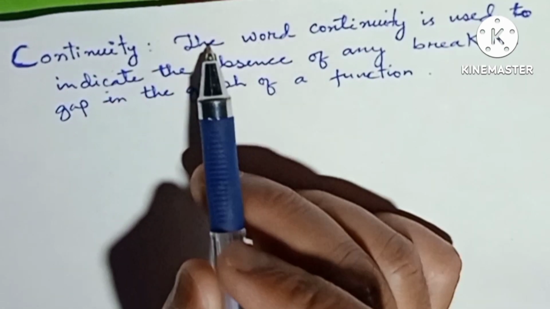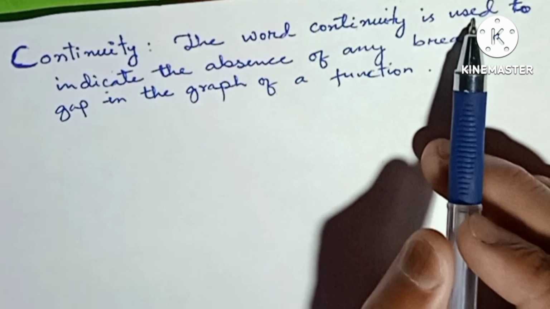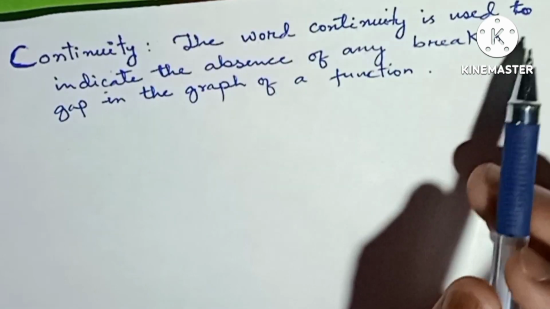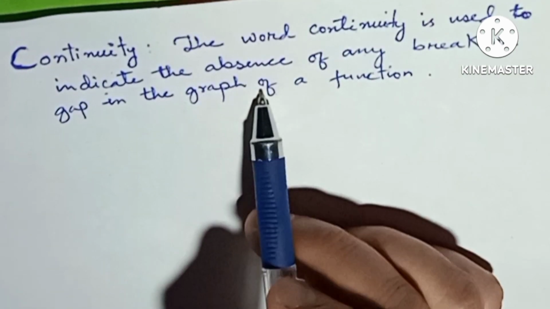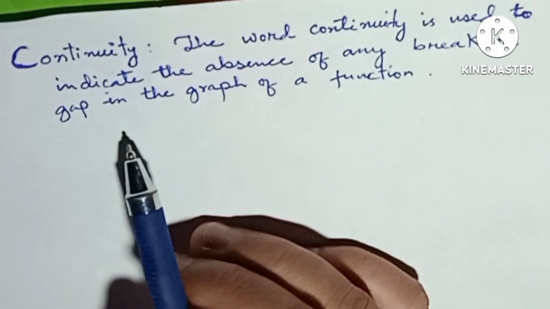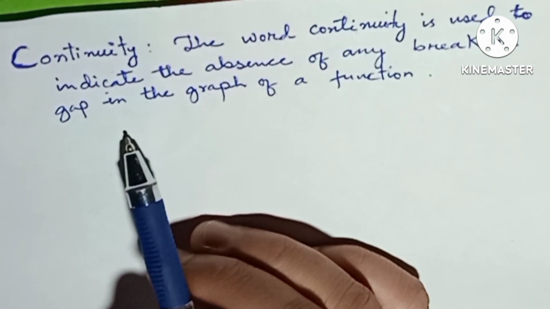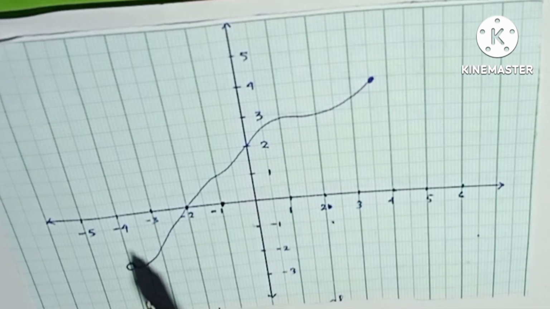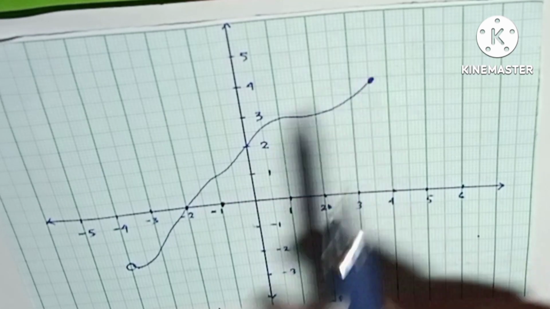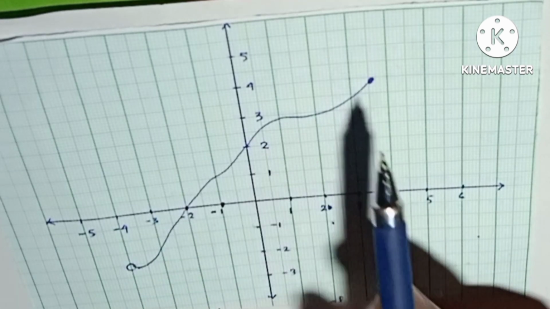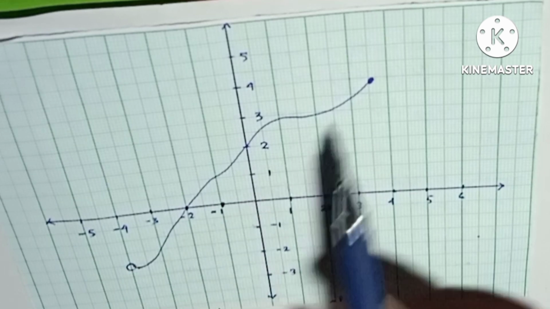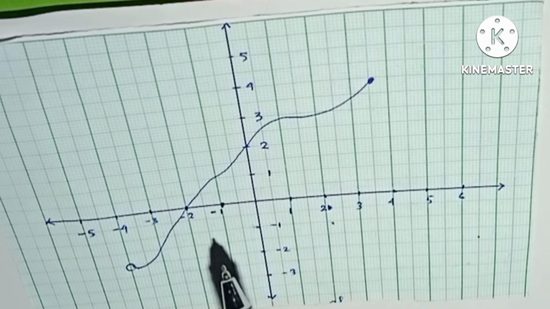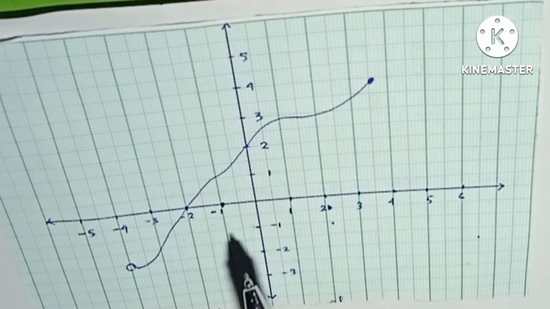Continuity. The word continuity is used to indicate the absence of any break or gap in the graph of a function. Let us compare two graphs. Look at this graph. The line is connected between the start and the end without any break. This type of graph is called a continuous graph.